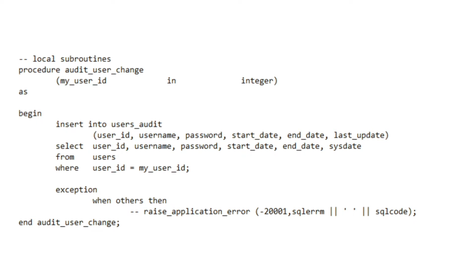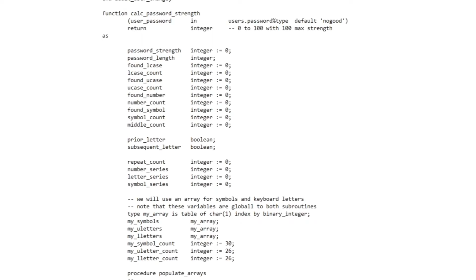Well, before we move on, remember that this locally scoped routine must precede any publicly exposed routine which might call it of the package body listing. If not, you'll get that out of scope error, and it's a tough one to find. All right, moving on to our calc password strength function.